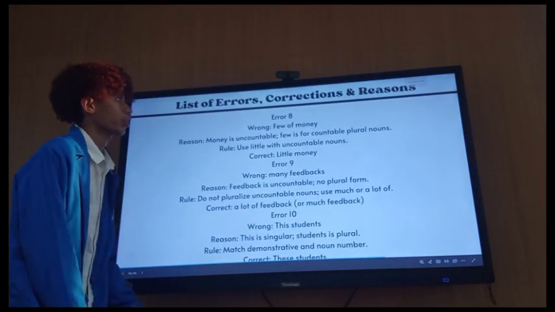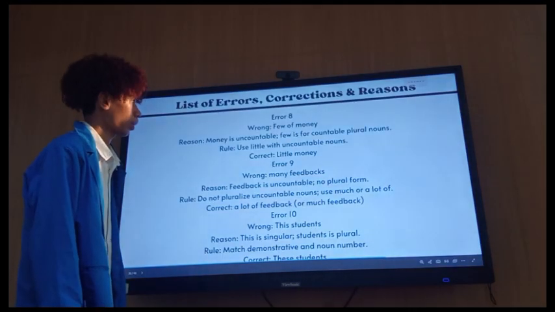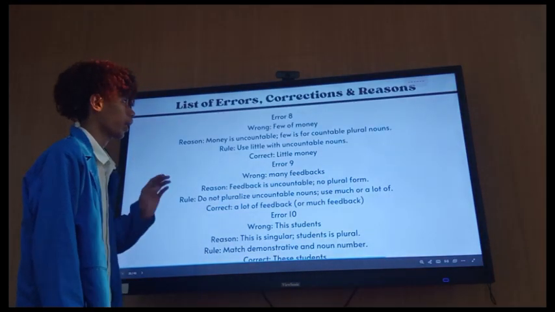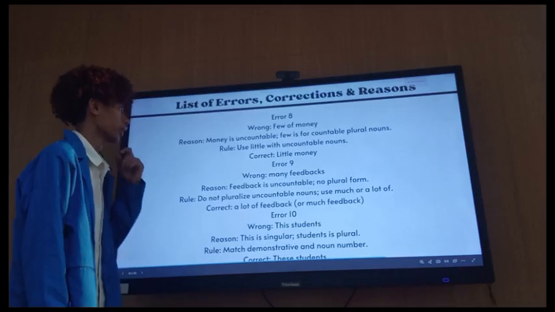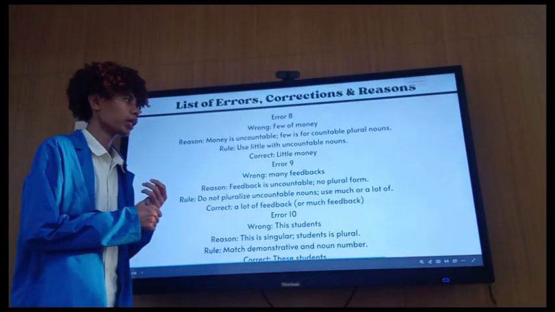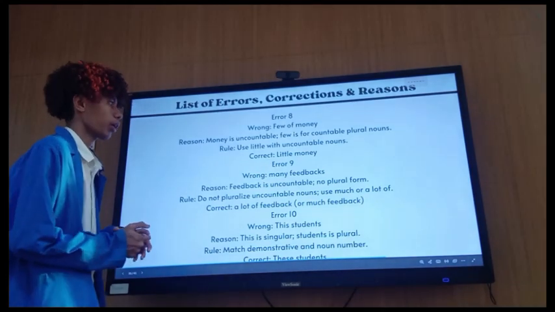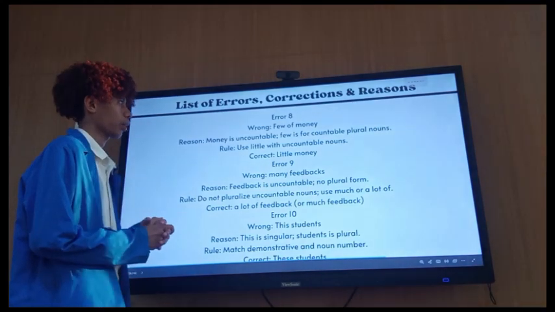List of errors, correction, reason. Error 8. Wrong: "few of money". Reason: money is uncountable. "Few" is for countable plural nouns. Rule: use "a little" with uncountable nouns. Correct: "little money".